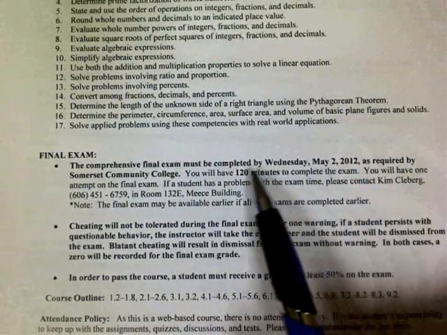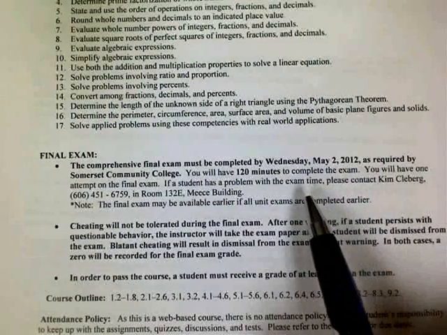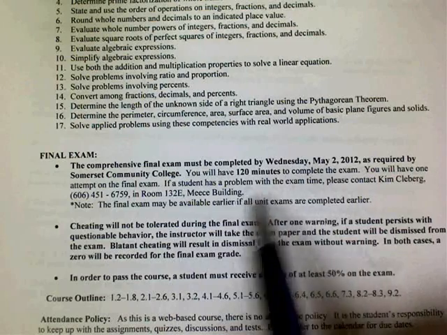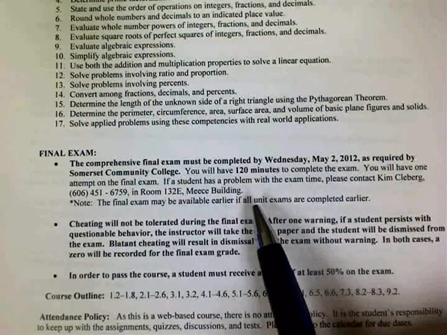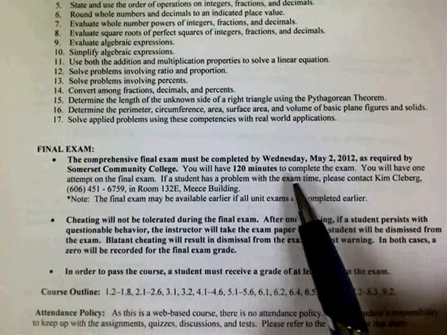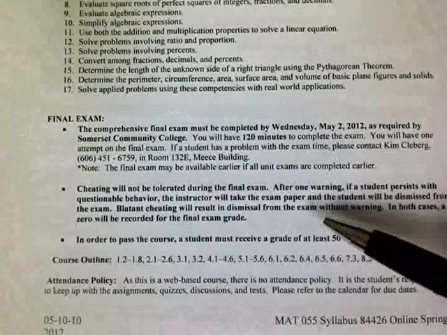You do not have to wait till Wednesday, May the 2nd to take the final exam. If you finish all the units, there's 7 units total, you can take the final exam earlier. Just give me a little heads up notice for your proctor so I can give your proctor the necessary information. So if you want to finish this class in 2 weeks, that's fine by me. If you cheat on the final exam, you cannot pass the class.